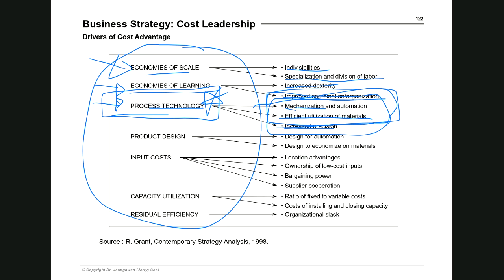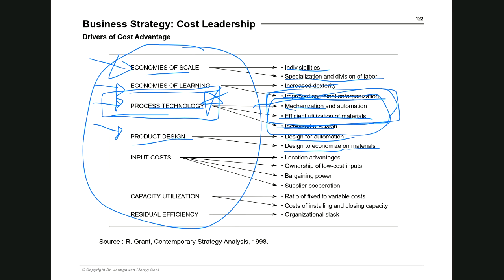Good. Any other ways to reduce the cost? Oh yeah, absolutely. We can improve the product design: design for automation, design for economy of materials. Product design or material change. Recyclable material, I hope to do that. But if that costs much, I cannot do that.